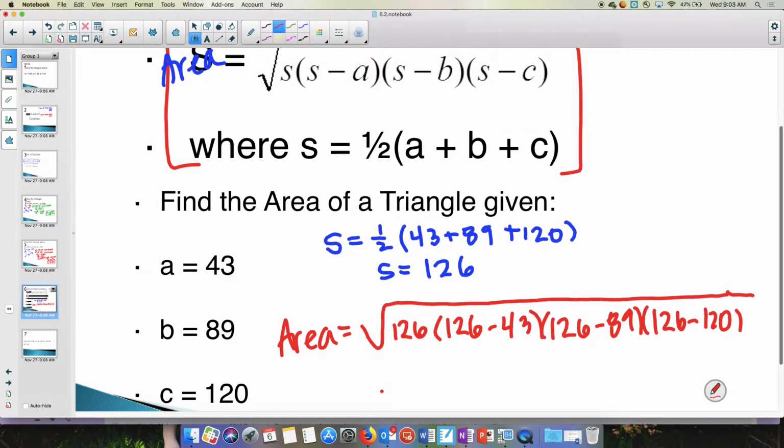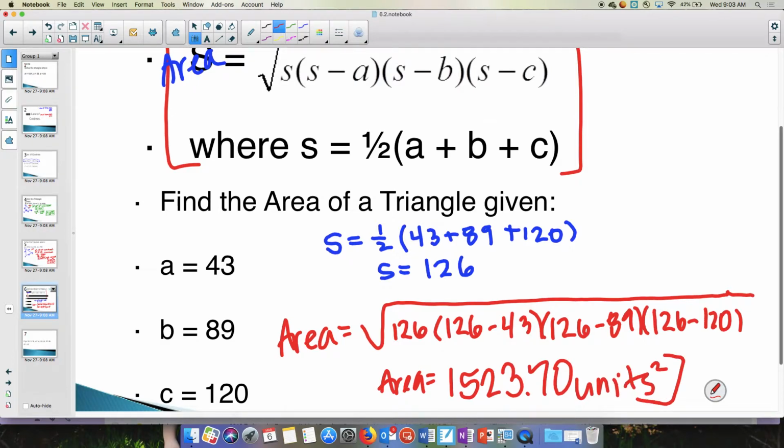Dallas, you have an answer? Does anybody agree? Uh-oh. Probably missed a parentheses or something.